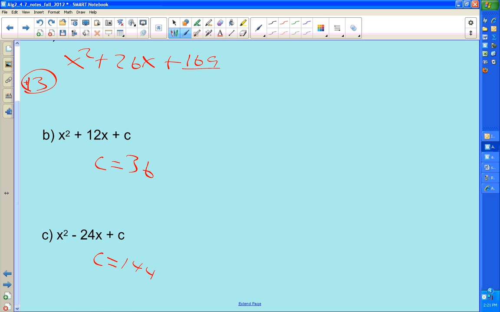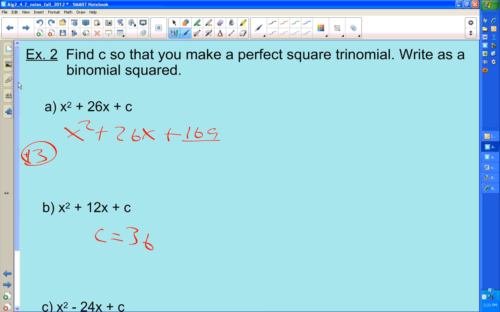So your answer should write as C. Well, the question is what's C to make a perfect square trinomial? So C is whatever it is.